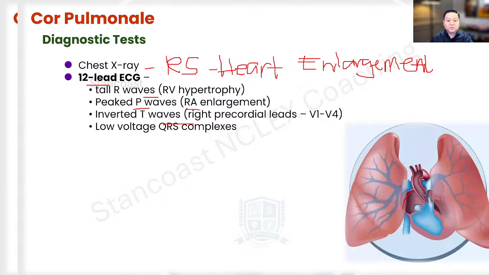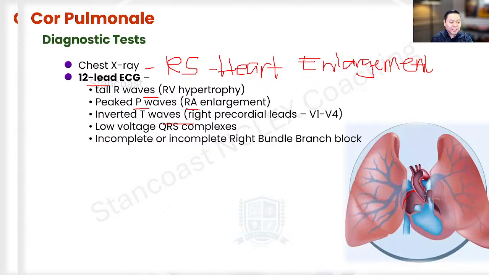Now, we're also going to be seeing either an incomplete or complete right bundle branch block. And this is because of the widening of the QRS complex. So you will see that.